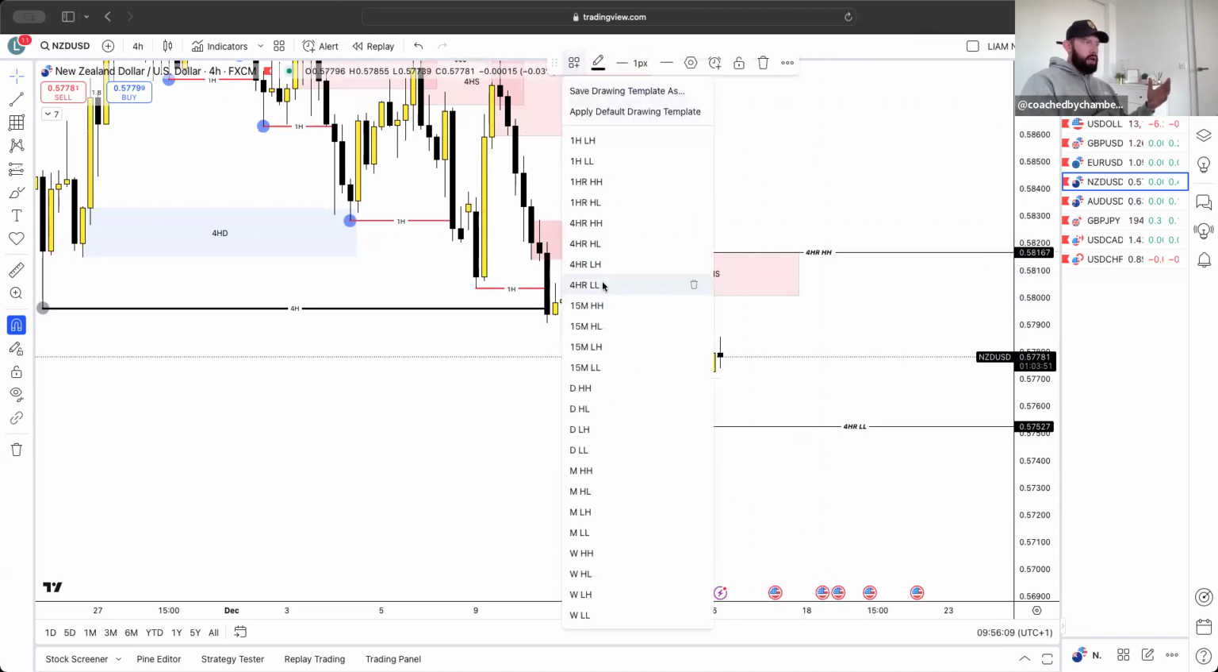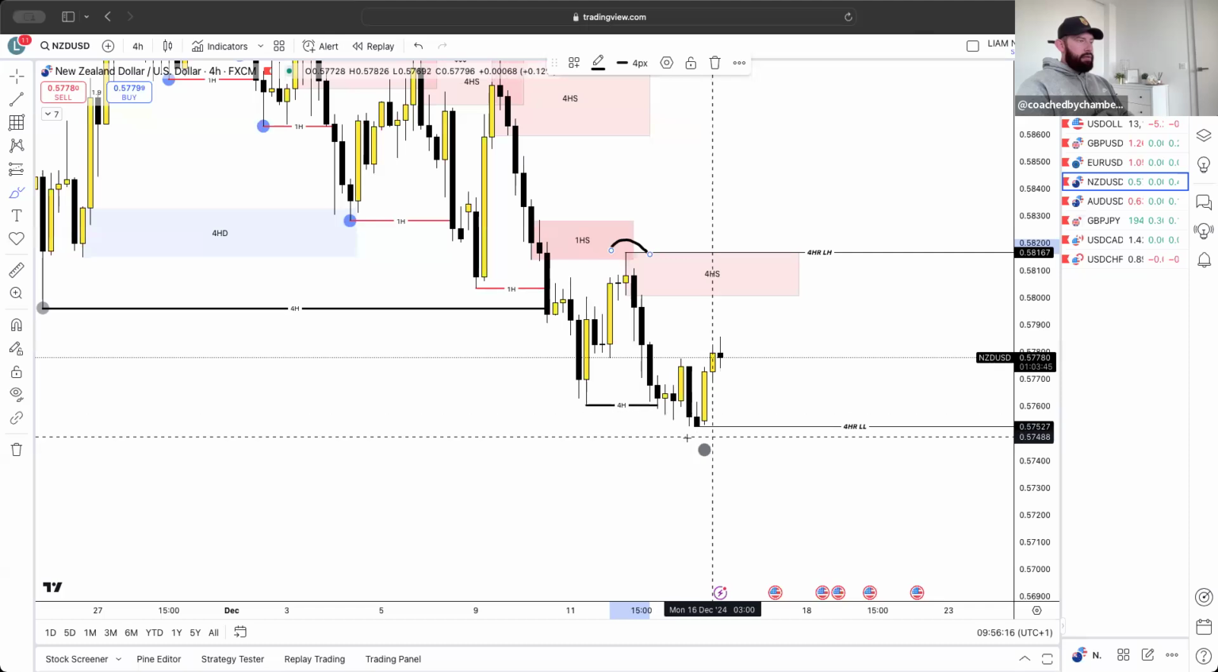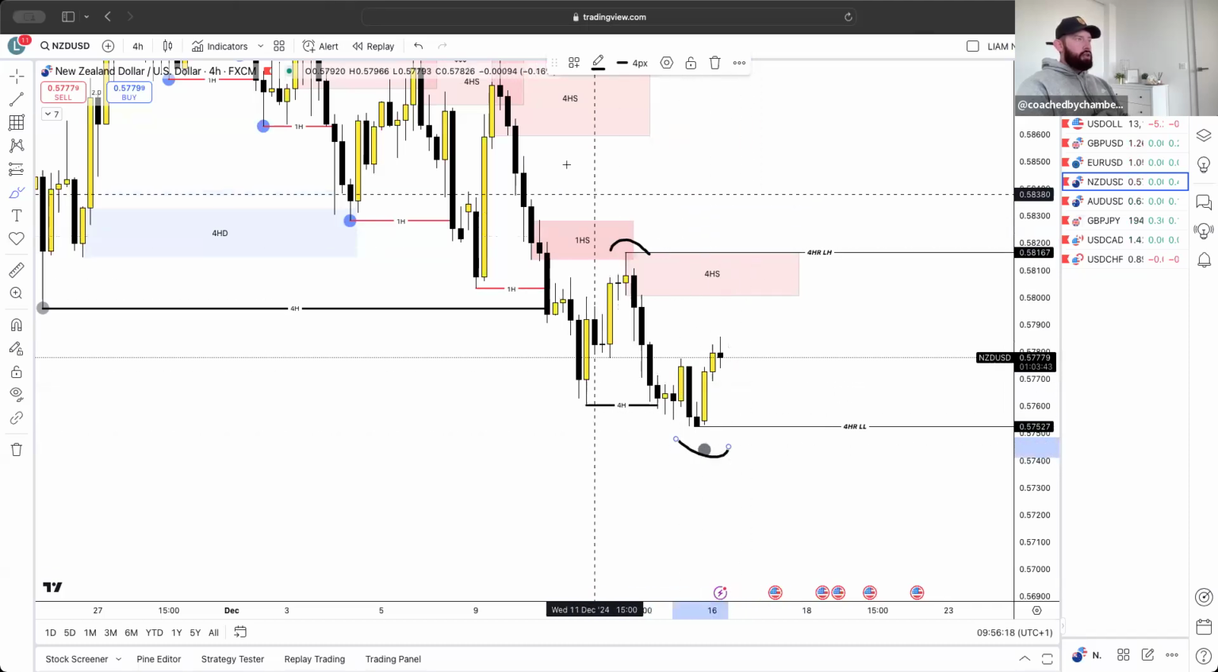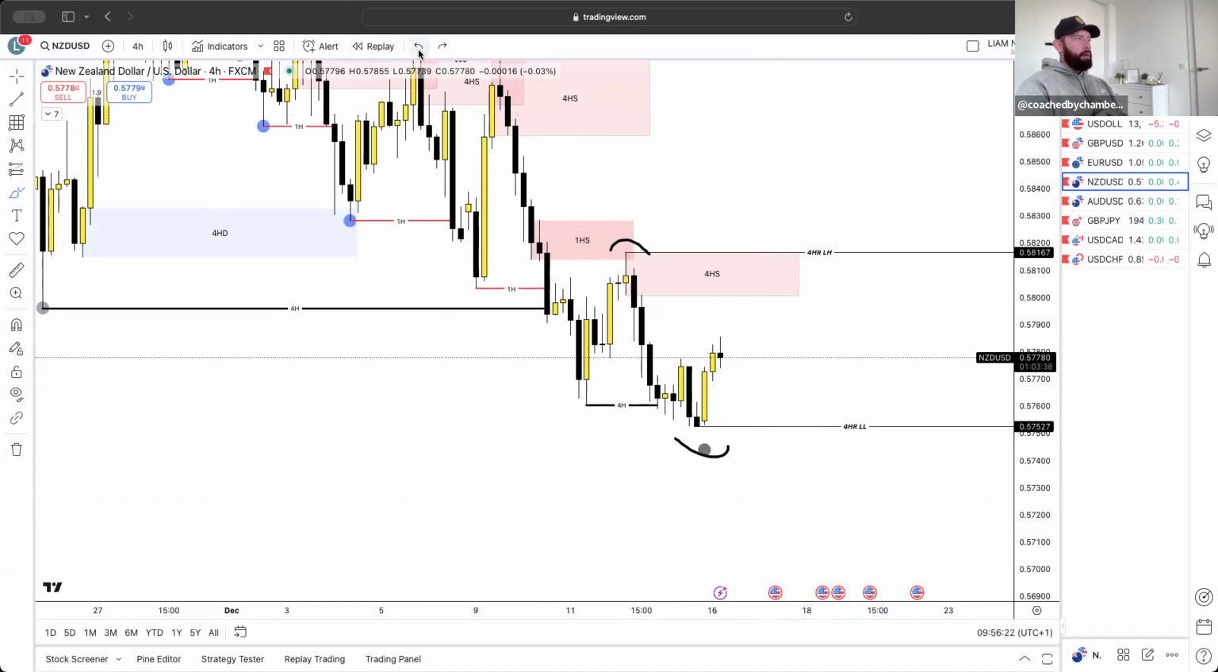lower high, for instance, 4 hour lower high, and where is my 4 hour lower low? Okay, my 4 hour high is here. My 4-hour low is here. So I'm not interested in anything up here right now. I'm not interested in anything down here right now. I've just got to play what I can see.